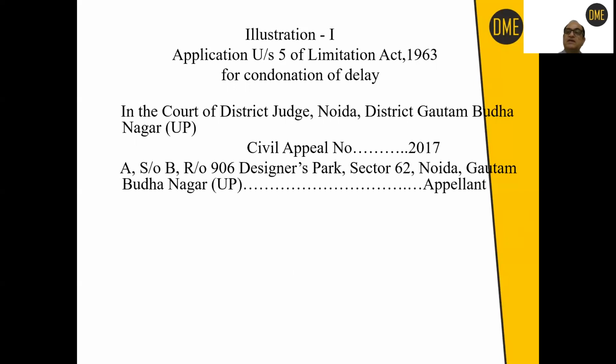Then the name of the appellant. Who is the appellant? A, son of B, resident of 906 Designers Park, Sector 62 Noida, District Gautam Buddha Nagar, UP is the appellant. He was the plaintiff in the original suit also. We are taking the same facts and proceeding to learn the drafting at length with the help of one illustration, that is specific performance of the contract. So this is the name of the appellant.